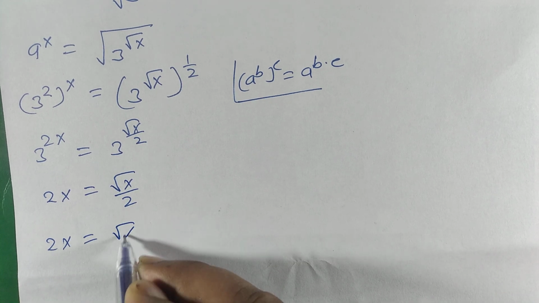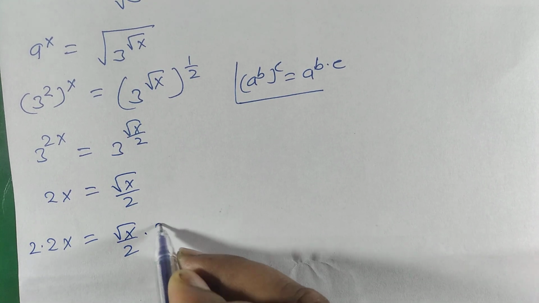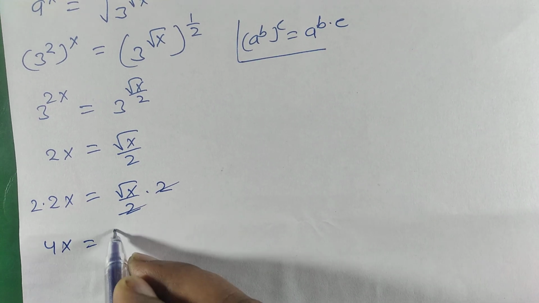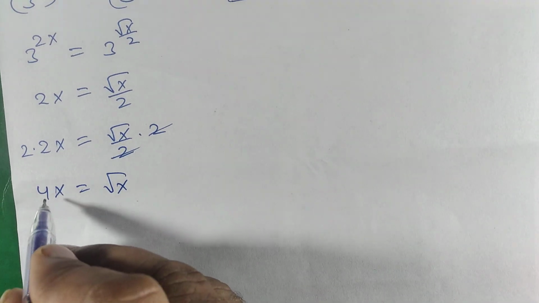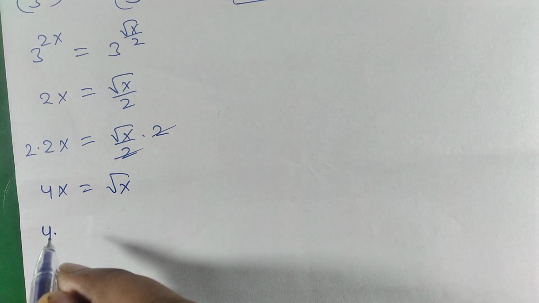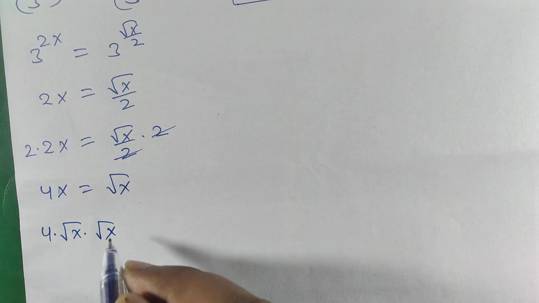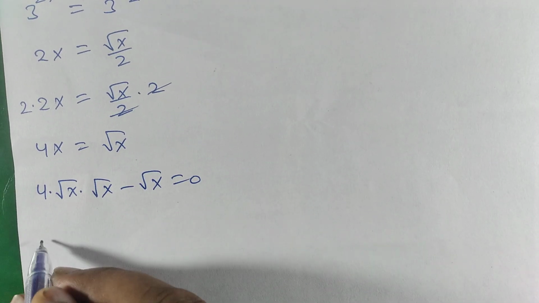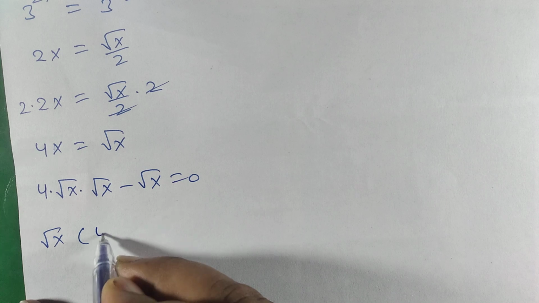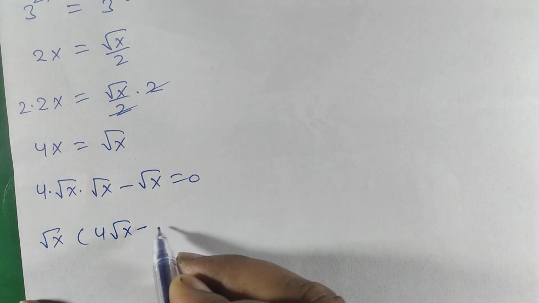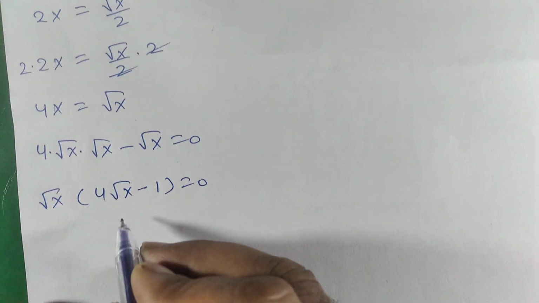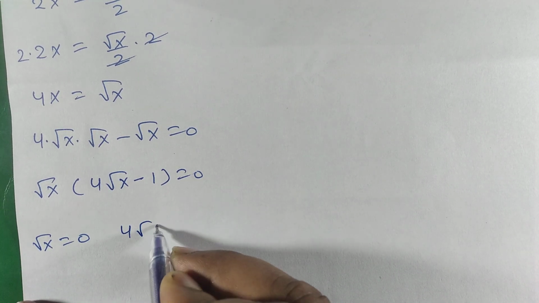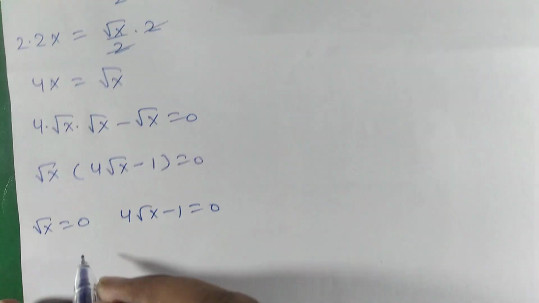2x is equal to square root of x by 2. Multiply by 2 on both sides. This 2 is cancelled, and 2 times 2 is 4x is equal to square root of x. This x can be written as 4 times square root of x times square root of x. Move this part to the left side: minus square root of x is equal to 0. Taking square root of x as common, 4 times square root of x minus 1 remains, is equal to 0. So square root of x is equal to 0, and 4 times square root of x minus 1 is equal to 0.